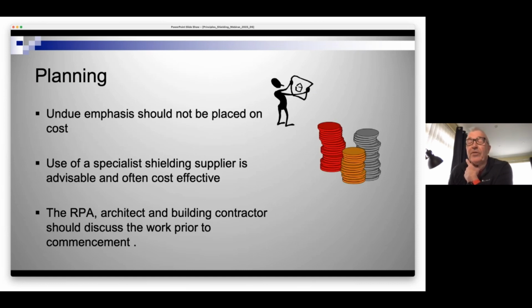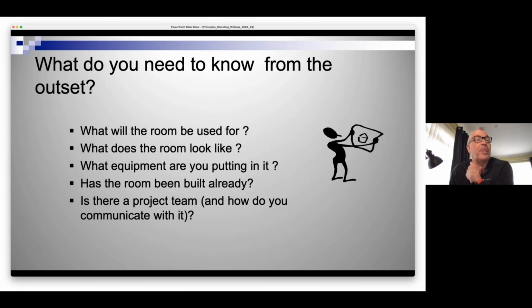Also, before we start talking about basic principles, it's probably worth pointing out that at the planning stage, given the expense of purchasing X-ray equipment and also of building rooms, undue emphasis shouldn't really be placed on cost. We recommend using a specialist shielding supplier where at all possible. And surprisingly, the RPA, architect, building contractor, and all sorts of other people should discuss the work prior to commencement. That sounds like a no-brainer, but quite often doesn't happen.